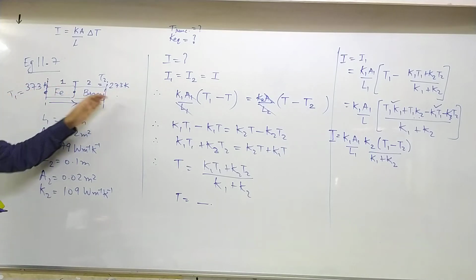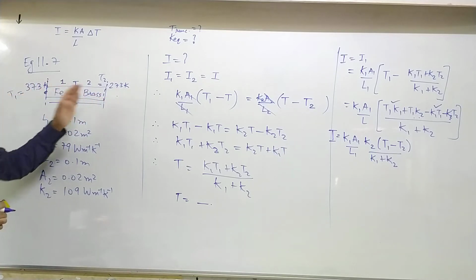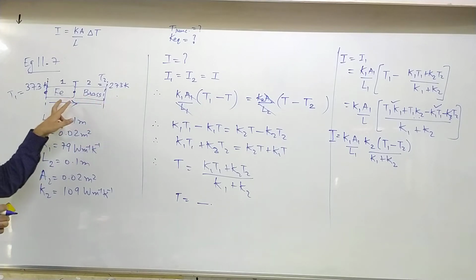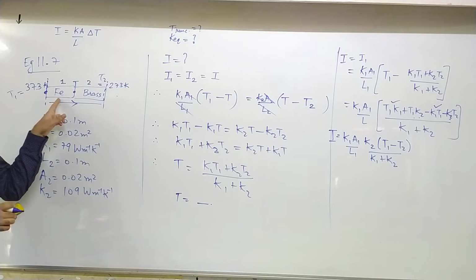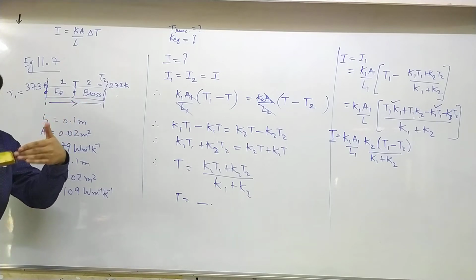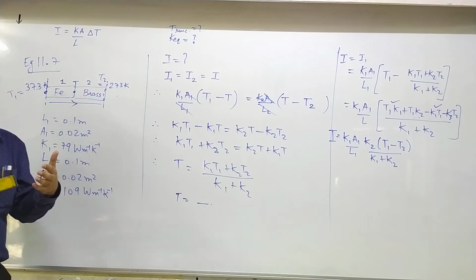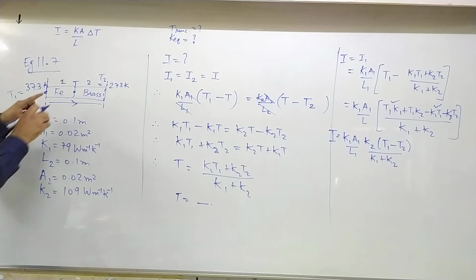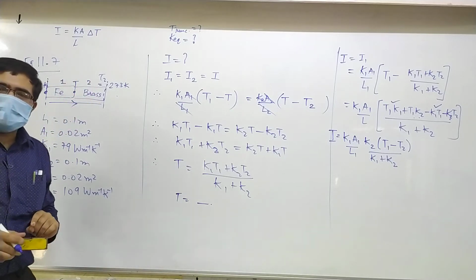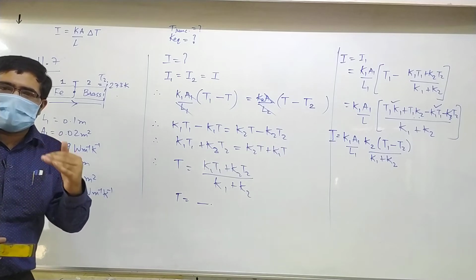Now between these 2 points with these different temperatures, we have 2 rods or 2 bars here, right? We have 2 bars, Fe and brass. Those 2 bars are connected in series. Now equivalent means, listen to this carefully, equivalent means instead of 2, if we just put 1 bar, then it should behave in a similar way.